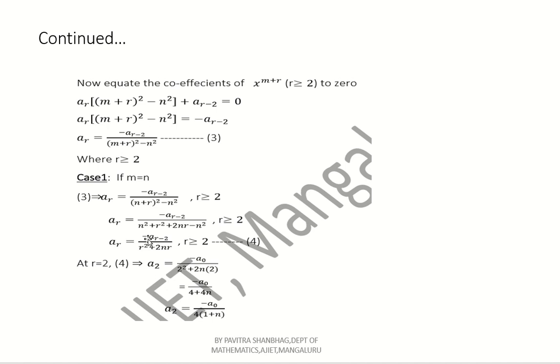a2 equals minus a naught divided by, putting r equal to 2, 2 square plus 2n into 2. So 2 square is 4, plus 4n. Here minus a naught by 4 plus 4n, or we can write it as minus a naught by 4, taking 4 outside, remaining is 1 plus n. So we are getting a2. Because a naught is not equal to 0, we can express a2 in terms of a naught.